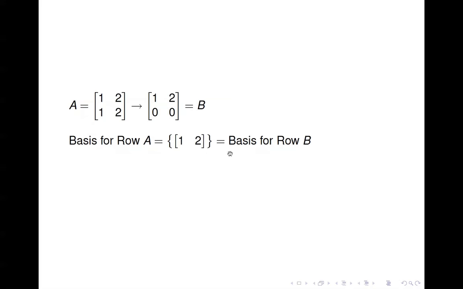And similarly for the row space of B, it's going to be all multiples of the row 1, 2, because 0, 0 doesn't add anything to the picture. So this set, which consists of just that one row, is a basis for both the row space of A and the row space of B.